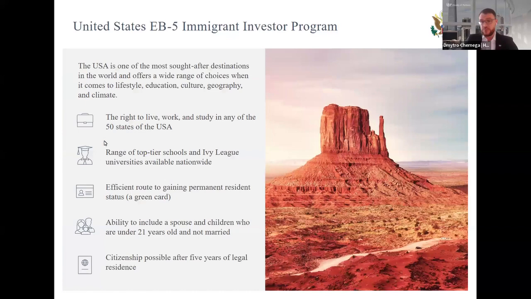So what benefits does the EB-5 program give to investors and their families? A few obvious things, like the right to settle, live, work, study, and do business in any of the 50 states of the US. As said before, that's a possibility to obtain permanent residency, a green card, and to get access to a range of top-tier schools and universities in the US. And our educational division is always happy to help your kids to find the right way for their education in the US. Investors can also apply together with their close family members, a spouse and children who are under 21 years old and not married. Of course, there is the option to apply for US citizenship after 5 years of permanent residency, as said before.